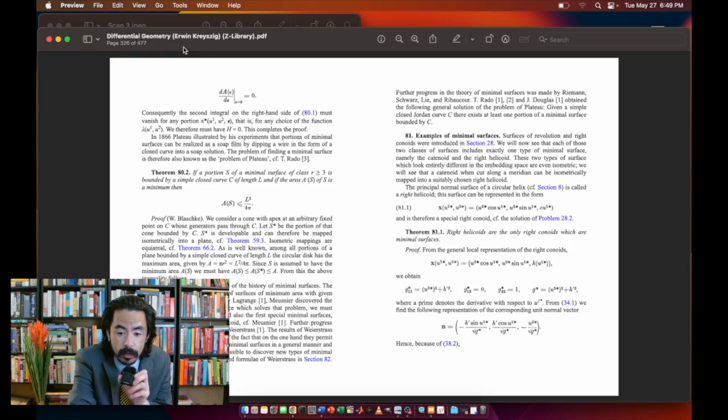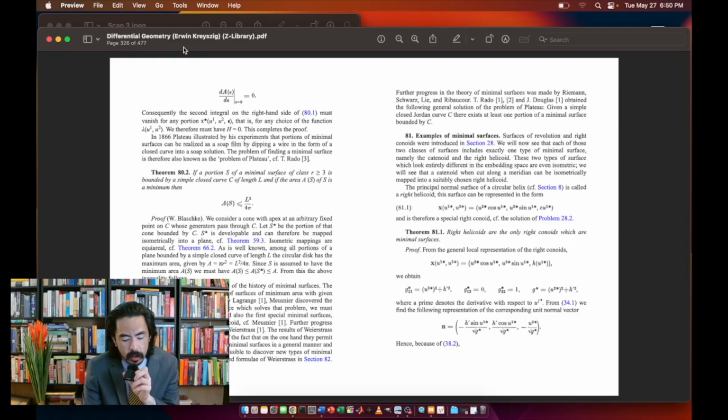and then h of u1 star, we thus obtain the following components and discriminant of the first fundamental form. So we have g11 star equals u2 star squared plus h prime squared, and then g12 star equal to 0 and g22 star equal to 1, and g star, the discriminant of the first fundamental form, equal to u2 star squared plus h prime squared, where a prime denotes the derivative with respect to u1 star.